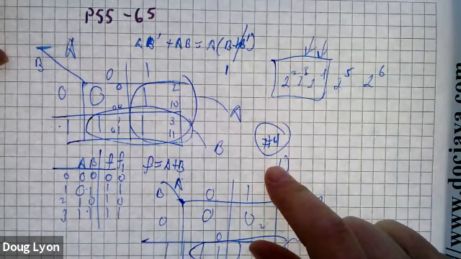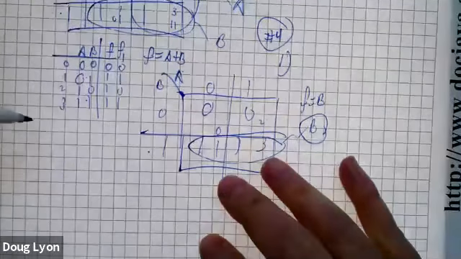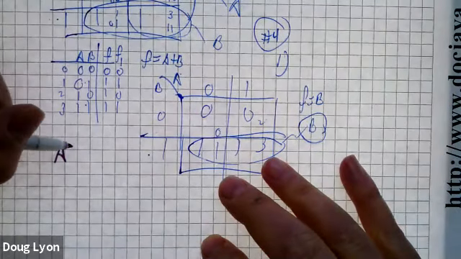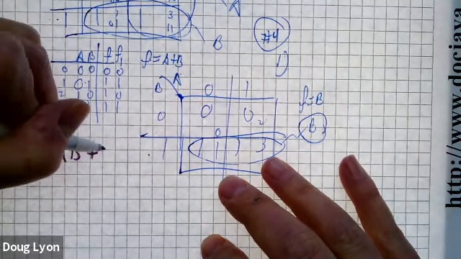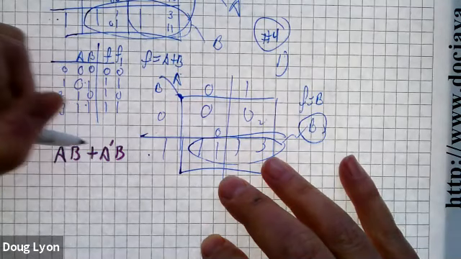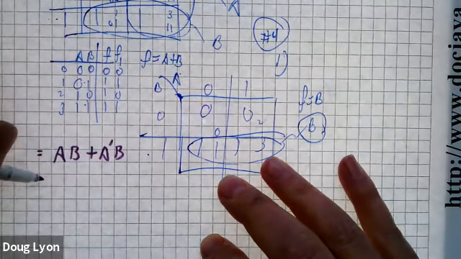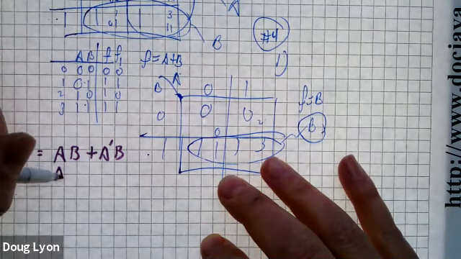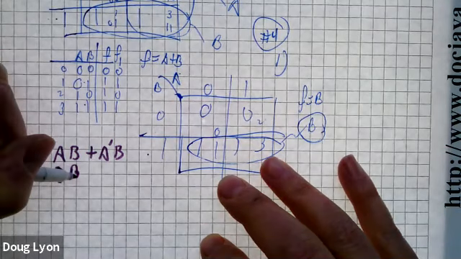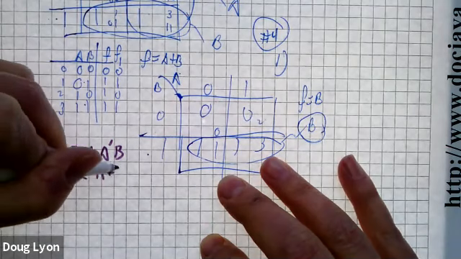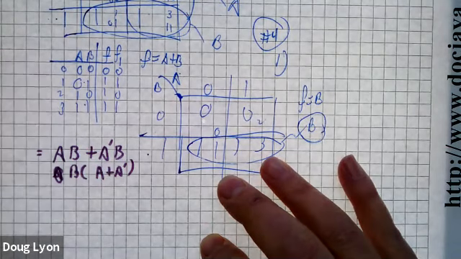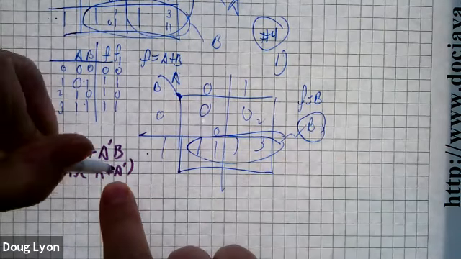So the basic idea is this. If you have A B or A prime B, that must be equal to B times (A or A prime). A or A prime can be simplified to 1, and so that must be equal to B.